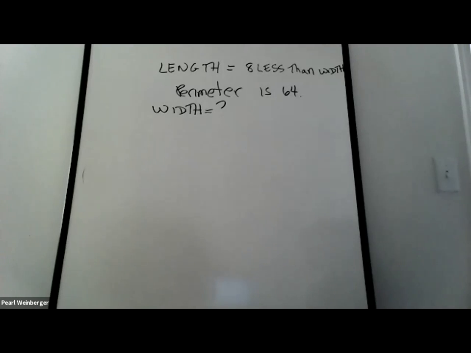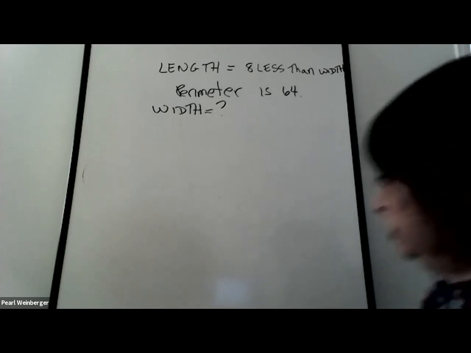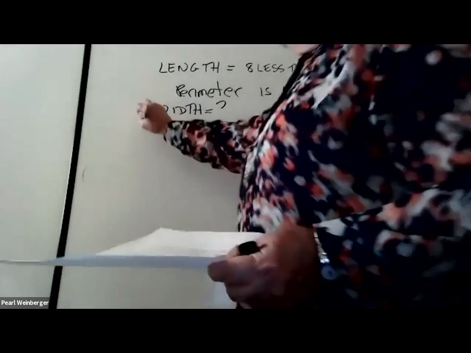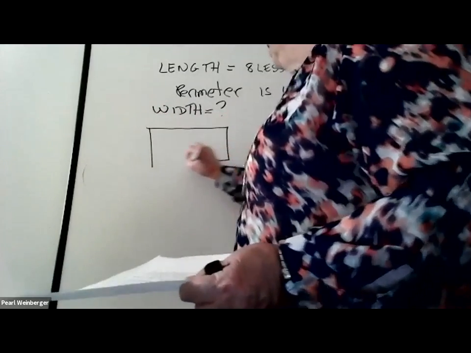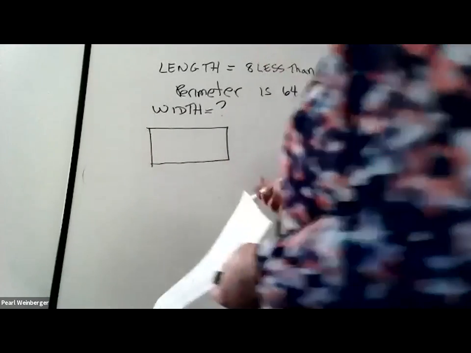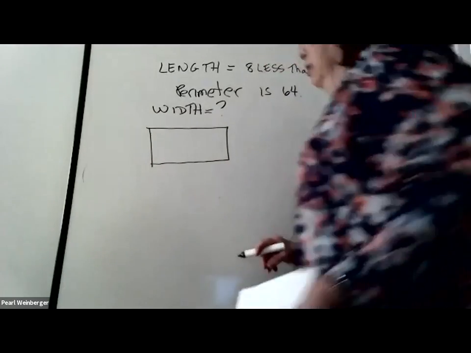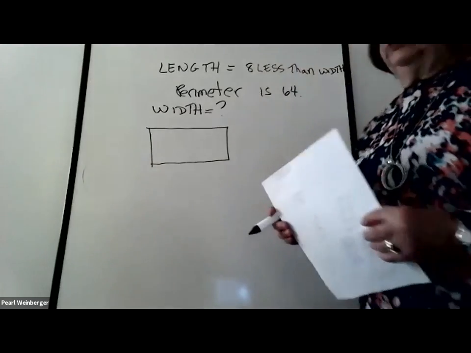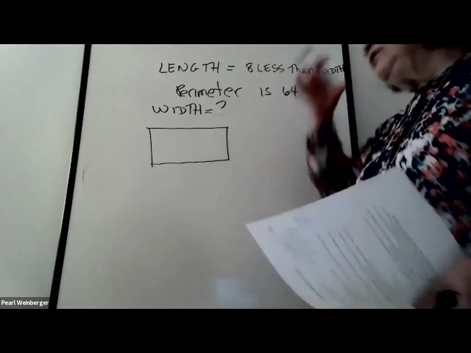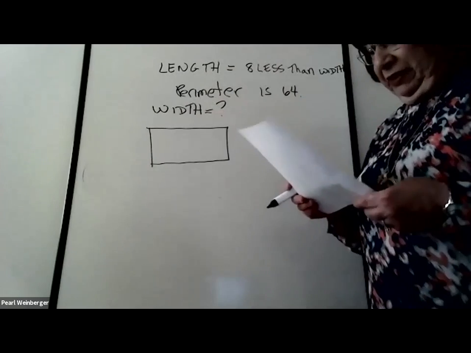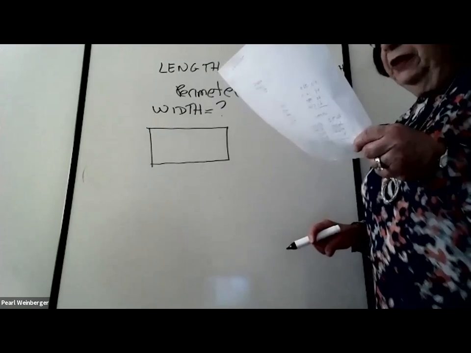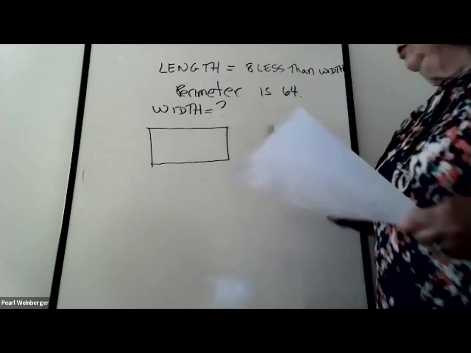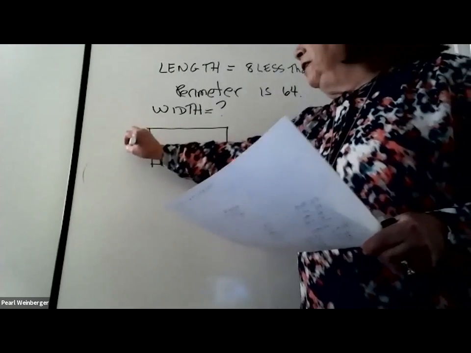Okay, I think we can start working on this together now. Just like we did before, we're going to draw a picture. You don't have to draw the picture, but I always find when it comes to geometric things, like triangles and rectangles and squares, I like to look at a picture. I found it makes it clearer to me. Now we're told that the length is 8 less than the width. Again, let's call the width W.